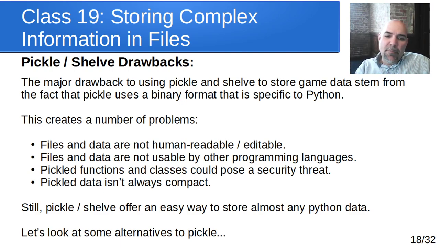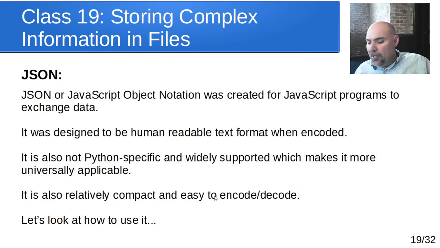So super easy. But this not being human readable and editable, not being usable by other programming languages, and not being as compact as it could be, let's look at an alternative to that. One of the alternatives that has become something of an industry-wide standard for saving and loading data is JSON. JSON is JavaScript Object Notation. It was created, obviously, for the JavaScript language and JavaScript programs to exchange data with each other. Unlike the Python pickle module, rather than being binary formatted, it was designed to be text formatted and human readable when encoded. So in other words, you could look at a JSON file and pick out what it's trying to encode relatively easily.